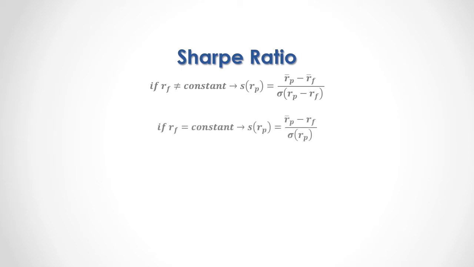If the risk-free rate of return is constant through time, then the portfolio return Sharpe ratio is equal to, and within the numerator we have the portfolio returns mean minus that constant risk-free rate of return, which is then divided by the portfolio returns standard deviation. And if for simplicity purposes we assume a 0% risk-free rate, then the portfolio return Sharpe ratio is equal to, and within the numerator we have the portfolio returns mean, which is then divided by the portfolio return standard deviation.